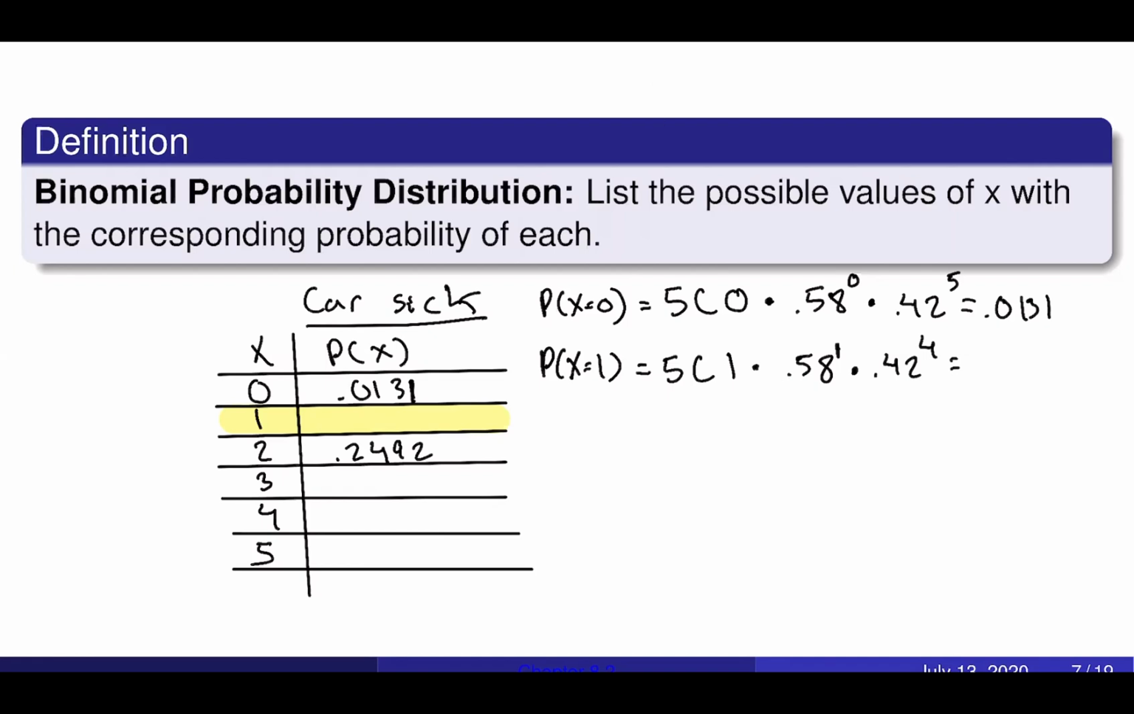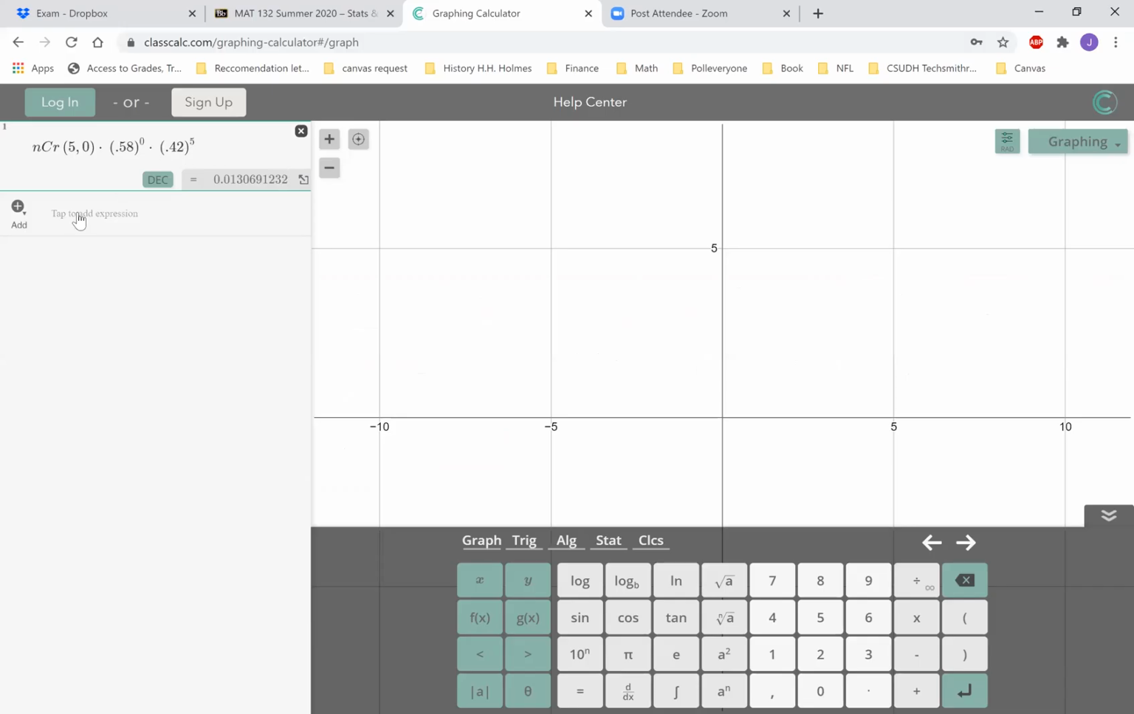All right, so let's go back to class calc. Sweet. So in class calc, we could go back to stats, we could go back to NCR. So we could do 5, comma 1 this time around. And then we can multiply that by 0.58. And if you want, you can put to the 1 power. And then you multiply that by 0.42. And remember, this one we said it's going to be to the 4th power. So we do it to the 4th power.